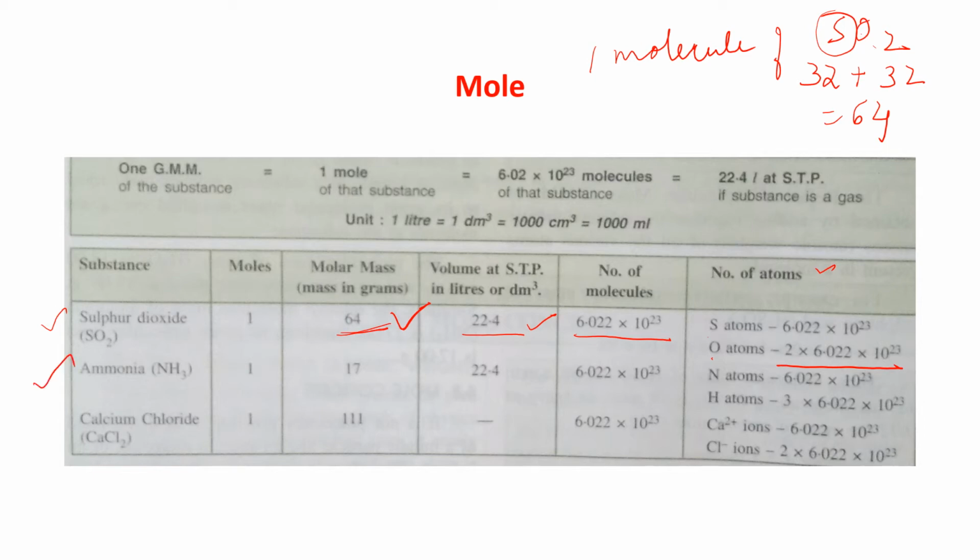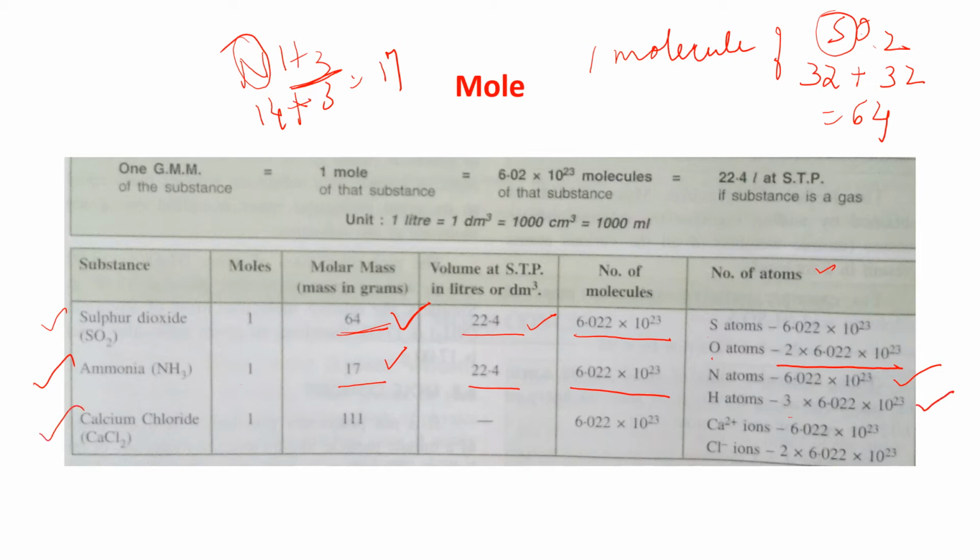Similarly for ammonia, it is 1 mole, and the mass is 17: nitrogen is 14 and hydrogen is 1 into 3, that is 3, so it is 17 gram molar mass. It also occupies 22.4 liters, because all gases at STP occupy 22.4 liters. The number of molecules is 6.022 into 10 to the power 23. Nitrogen has only 1 atom, so 6.022 into 10 to the power 23, but hydrogen has 3 atoms, so 3 into 6.022 into 10 to the power 23.